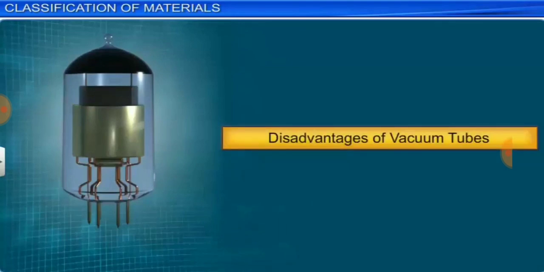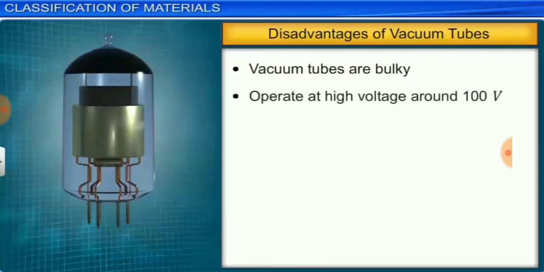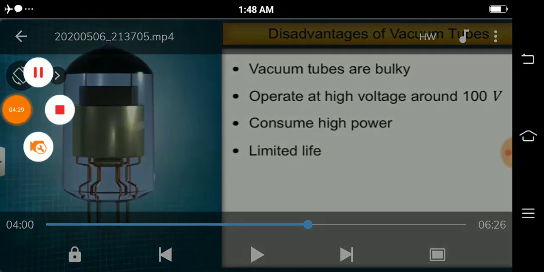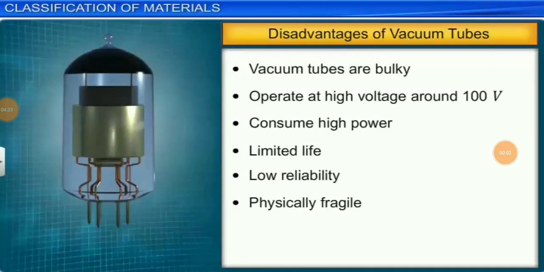However, in spite of their widespread use in earlier times, vacuum tubes have certain disadvantages. We are going to see the disadvantages of vacuum tubes. First one, vacuum tubes are bulky. They operate at high voltage, around 100 volts. They consume high power. They have limited life. The glass tubes are physically fragile.